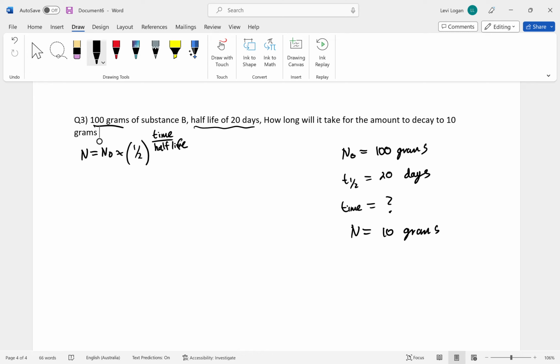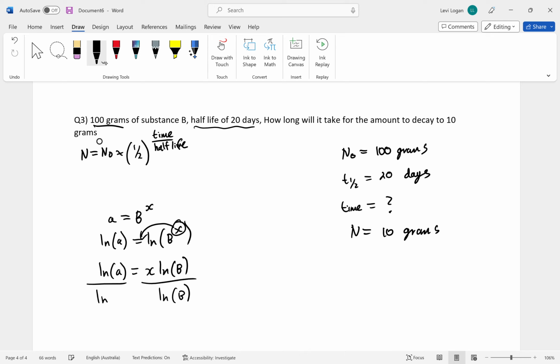So let's just go over that. Let's say you have A equals B to the X. Okay? If you take the log of both sides, so if you go the natural log of A equals the natural log of B to the X, you can bring this down the front. So we'll have log of A equals X multiplied by log of B. Divide both sides by log of B, and then you have X as the subject of the formula.